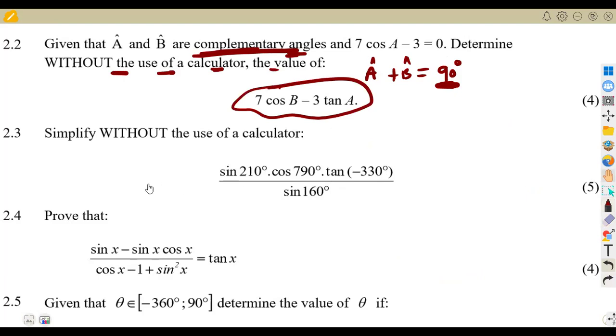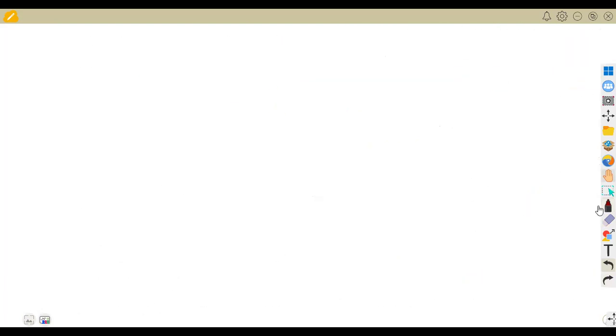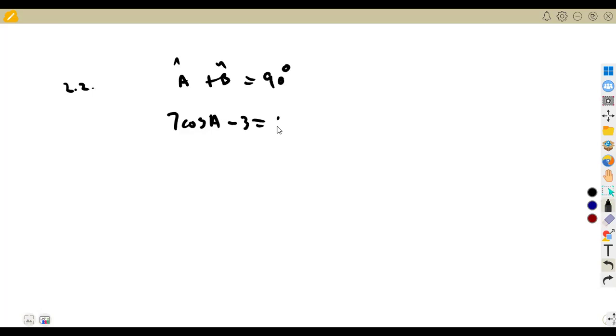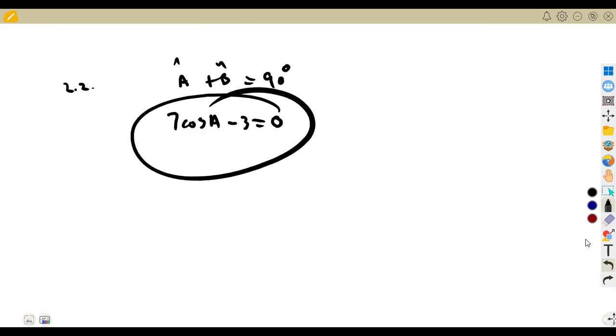Okay, let's take this information. We said A and B are complementary angles, all right? So that's 2.2. So angle A plus angle B should give us 90. That is to mean that they are complementary. And we are also given that 7 cosine of A minus 3 is equal to 0. What is it that we can have here?